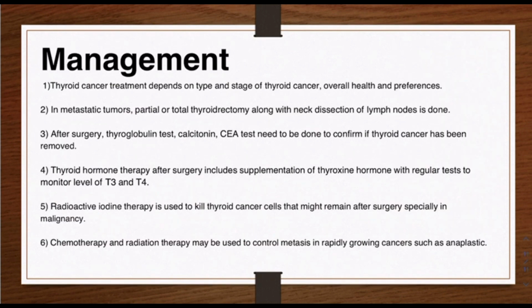Management. Thyroid cancer treatment depends on the type and stage of thyroid cancer, overall health and preferences. In metastatic tumors, partial or total thyroidectomy along with neck dissection of lymph nodes is done. After surgery, thyroglobulin test, calcitonin, and CEA test need to be done to confirm if thyroid cancer has been removed. Thyroid hormone therapy after surgery includes supplementation of thyroxine hormones with regular tests to monitor level of T3 and T4. Radioactive iodine therapy is used to kill thyroid cancer cells that might remain after surgery, especially in malignancy. Chemotherapy and radiation therapy may be used to control metastasis in rapidly growing cancers such as anaplastic.